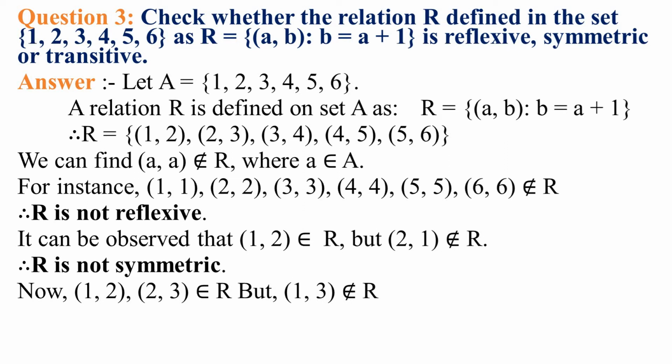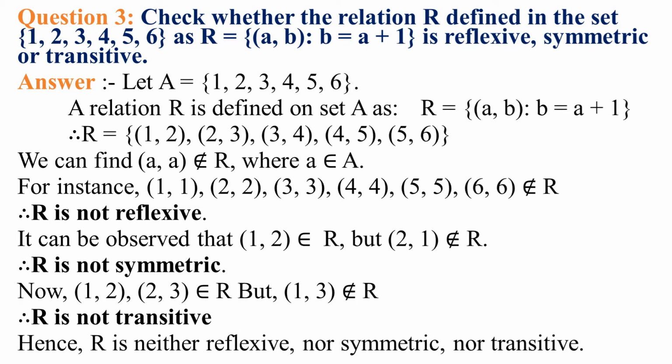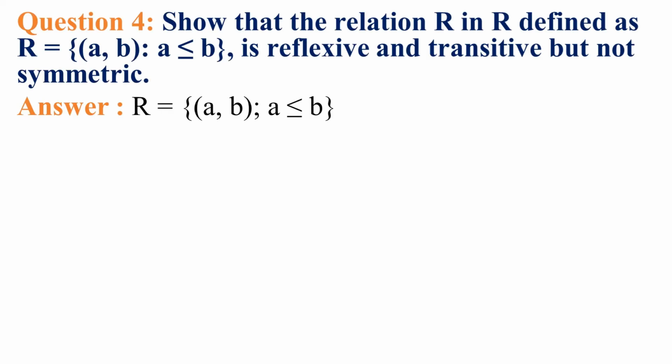Next, now (1, 2) belongs to R and (2, 3) belongs to R, but (1, 3) does not belong to R. Therefore R is not a transitive relation. Hence R is neither reflexive, nor symmetric, nor transitive. Next, question number 4.